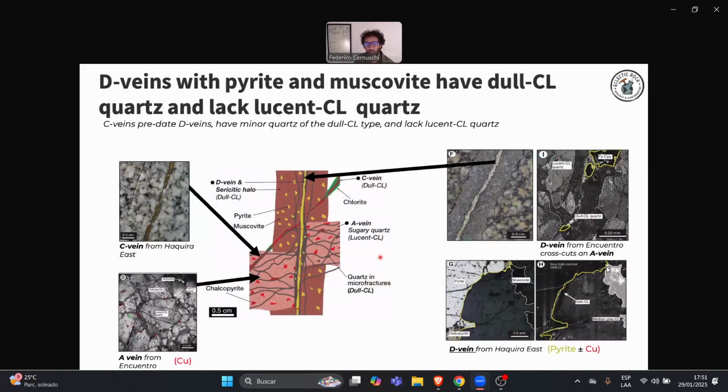And when you look at C veins and D veins, as Bertrand was showing nice pictures of these, you get into these very dark CL and low titanium types of quartz. There's a lot of muscovite inclusions. And when you see cross-cutting relationships of a D vein cross-cutting an A vein, you see dark CL quartz or dull CL quartz cross-cutting lucent CL quartz. So you see the same type of quartz and the same cross-cutting relationship that you see in the microfractures through all other A veins. So we think this suggests that this dull CL quartz in microfractures is introduced close in time with the formation of C veins and D veins and the onset of sericitic alteration.